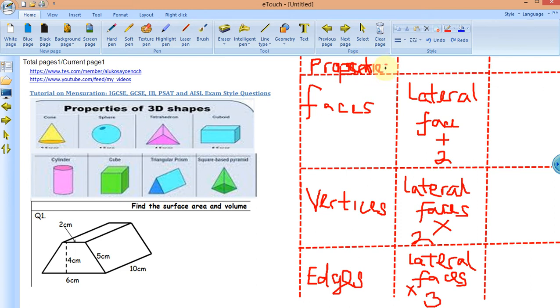I should clean it, but I don't know why I'm just too rough, guys. Let me just clean that. I don't know why I'm doing that. Sorry about that, guys. Okay, so properties.